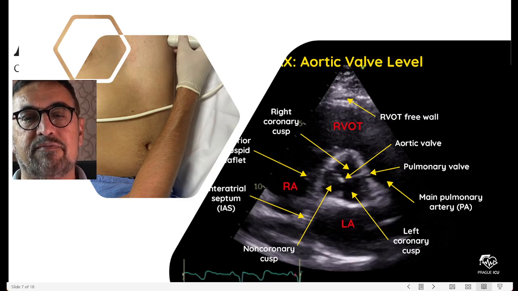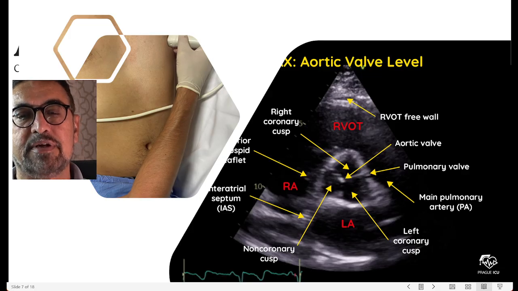For the aortic valve level view, tilt the transducer superiorly and medially while keeping the marker pointed towards the left shoulder. The goal is to place the cross-section of the aorta just above the valve in the center of the image. This view allows the visual assessment of the aortic valve, right ventricular outflow tract, pulmonary artery, pulmonary valve, tricuspid valve, and interatrial septum.